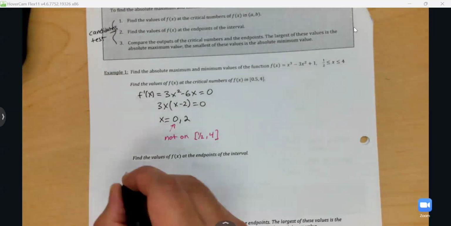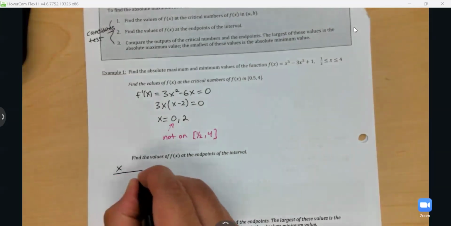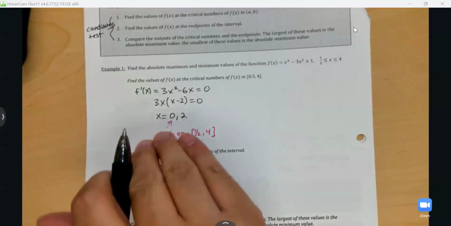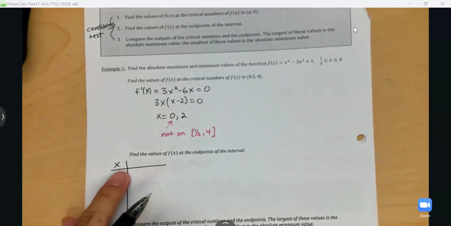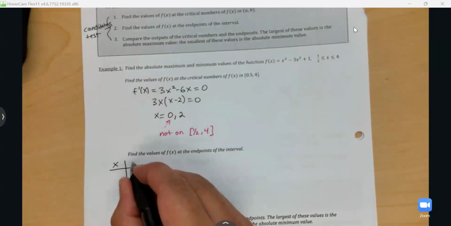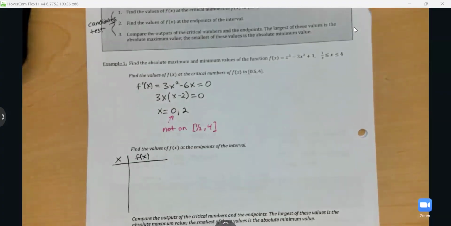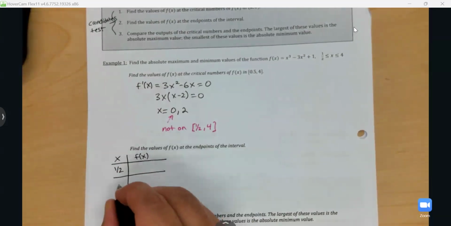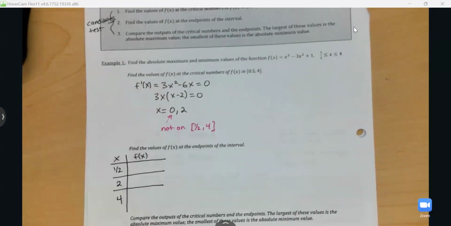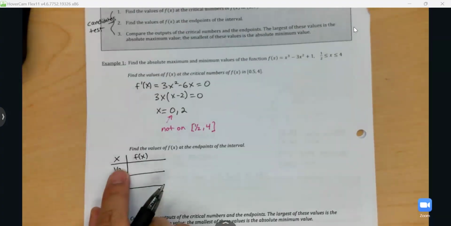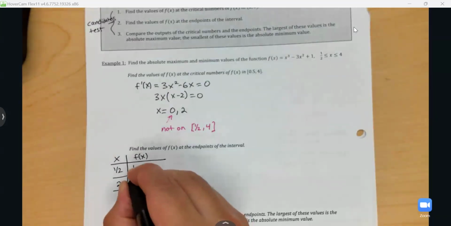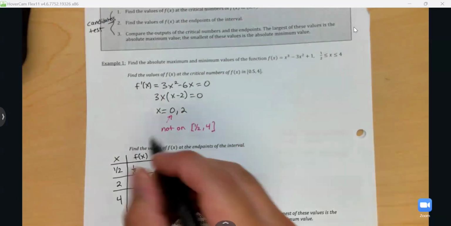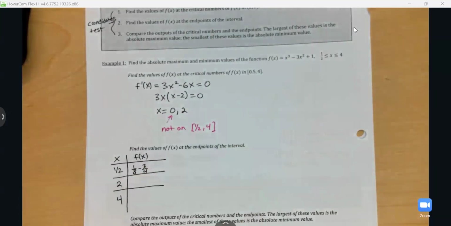So now what I would do is create some way of organizing all my candidates. That could be a table, or you can just write them out line by line. Okay, so I'm going to create a table of the x values I want to test and what their output will be. Okay, so the points I need to test would be 1/2, 2, and 4. So now if I plug in 1/2, that's going to be 1/2 cubed, that's 1/8. 1/2 squared is 1/4, times -3 is -3/4, plus 1.